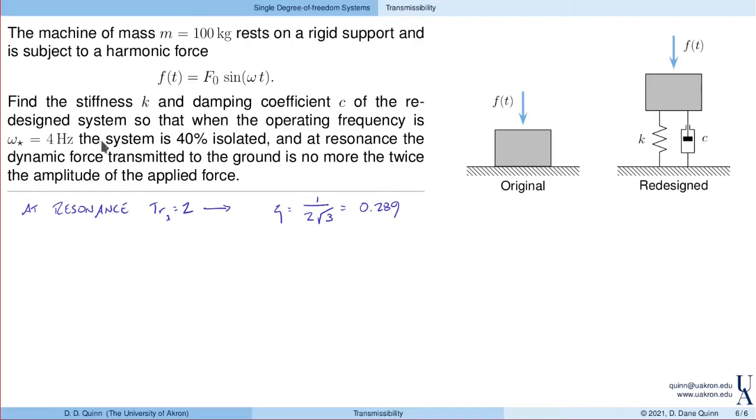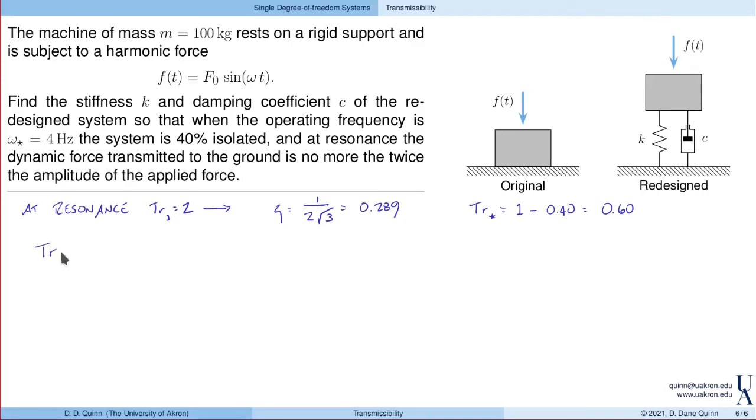Now, our second condition is the transmissibility at the operating speed. Again, we want our transmissibility at the operating condition, TR star, to be equal to 1 minus the percent isolation, which is 40%. So 0.4, or we'd like the transmissibility to be 0.6. So again, it's 60% of what it was originally. That's 40% isolation.